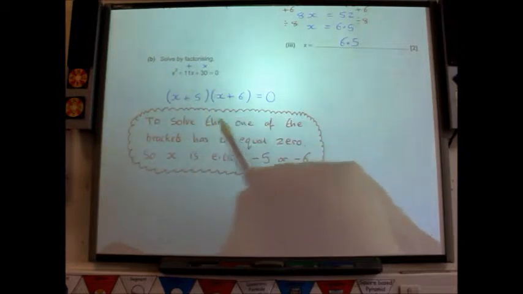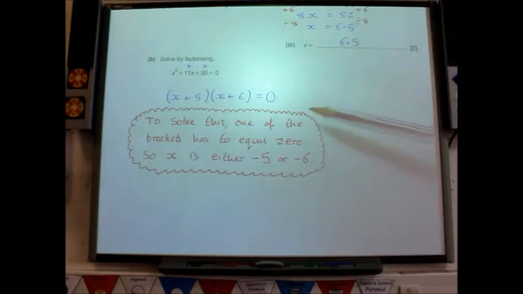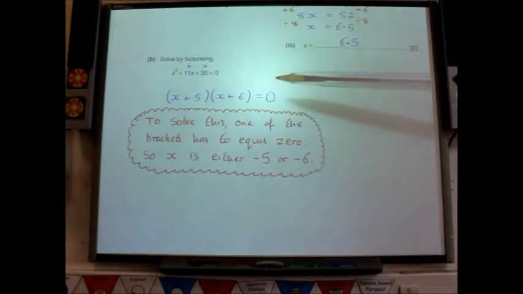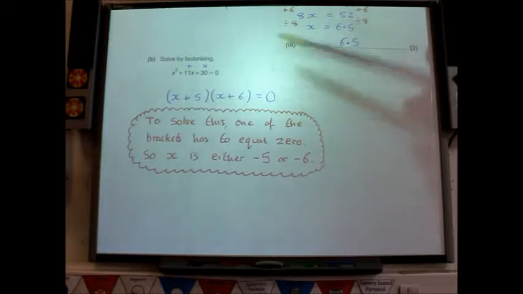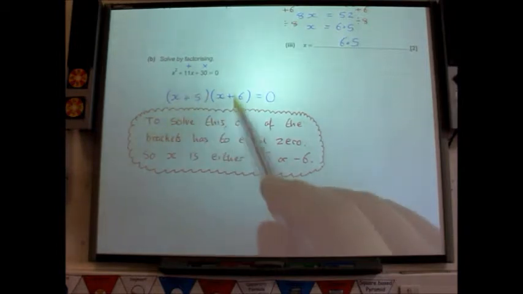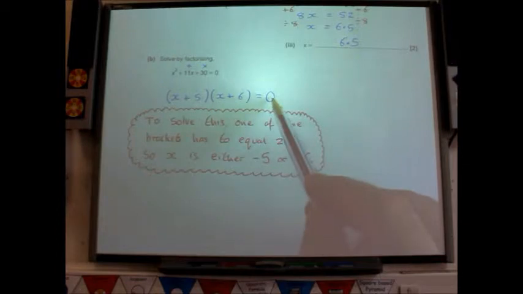If you don't believe me, you can multiply out these double brackets and you'll get this at the top. Now that equals 0, so to solve this, one of the brackets has to equal 0, and the reason that is, if you multiply anything by 0, you get 0. So 38 times 0 is 0, 3 million times 0 is 0. So if this bracket, for example, was 0, it doesn't matter what this bracket is, because if you're timesing it by 0, the answer is going to be 0.